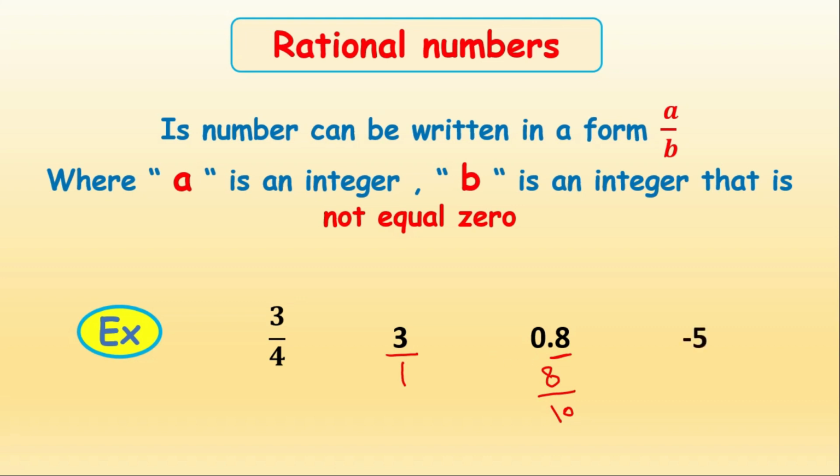Okay, the last one, -5. 5 is a whole number but negative. Although you can write it in a fraction form, -5 over 1. Got it? Let's show more about rational numbers.